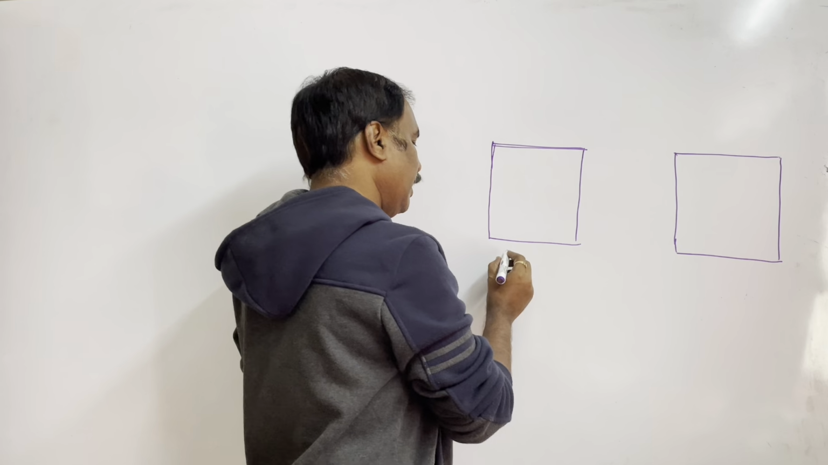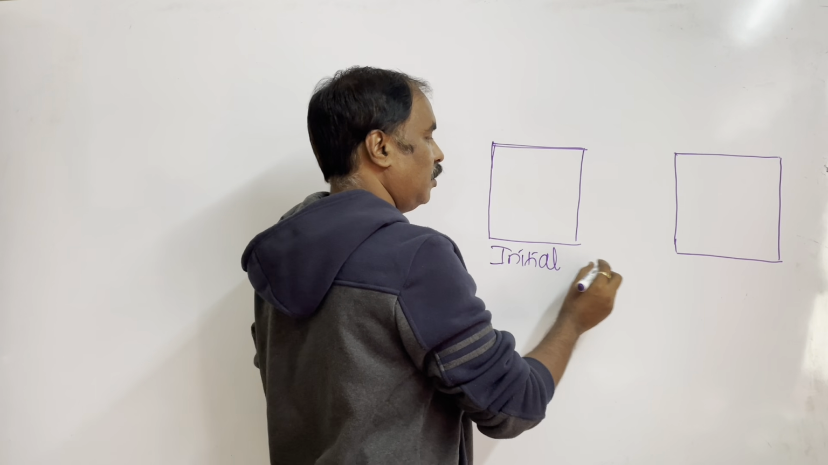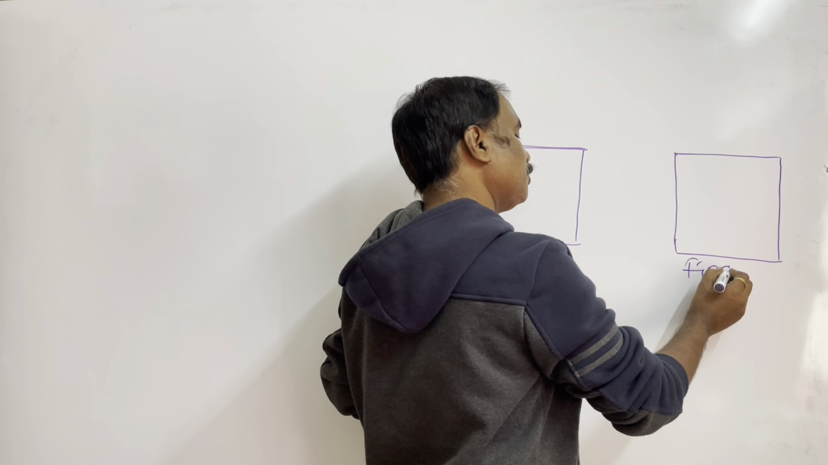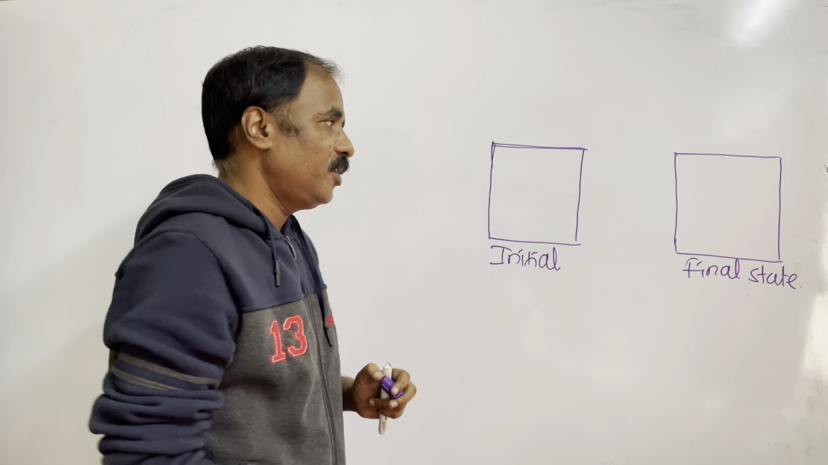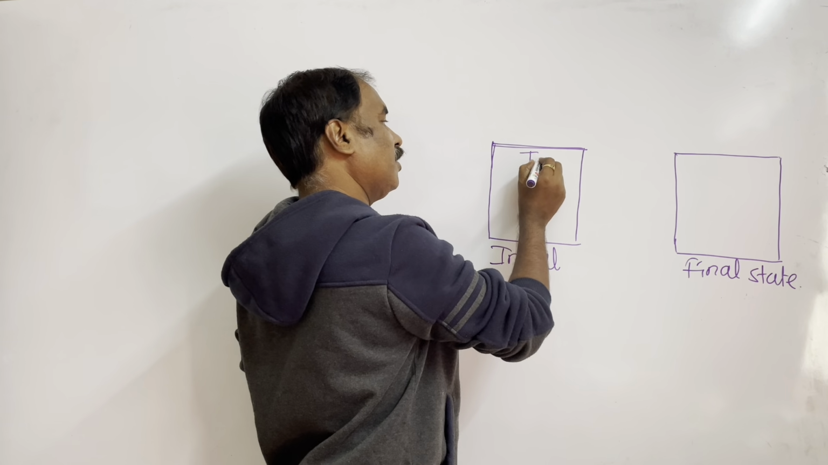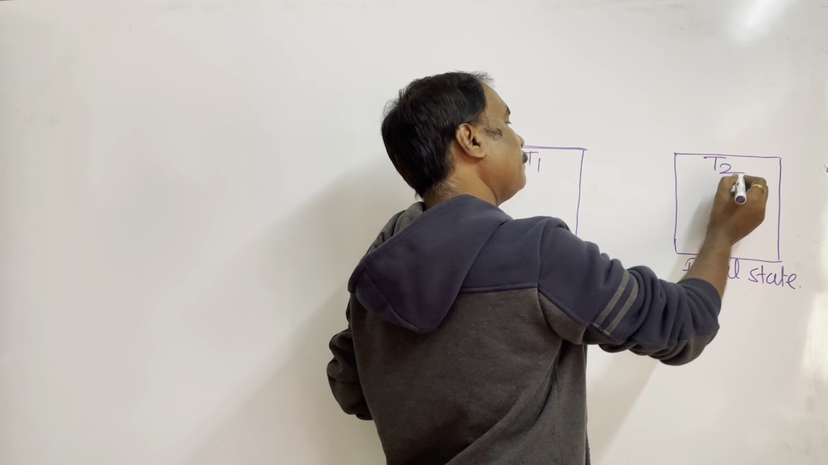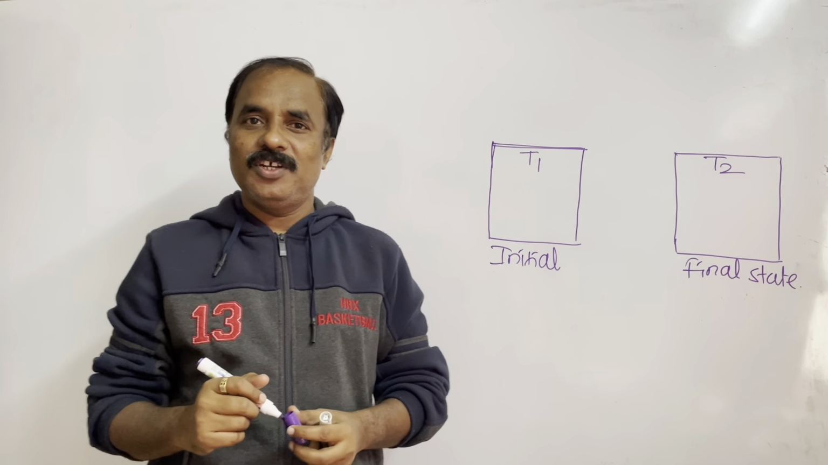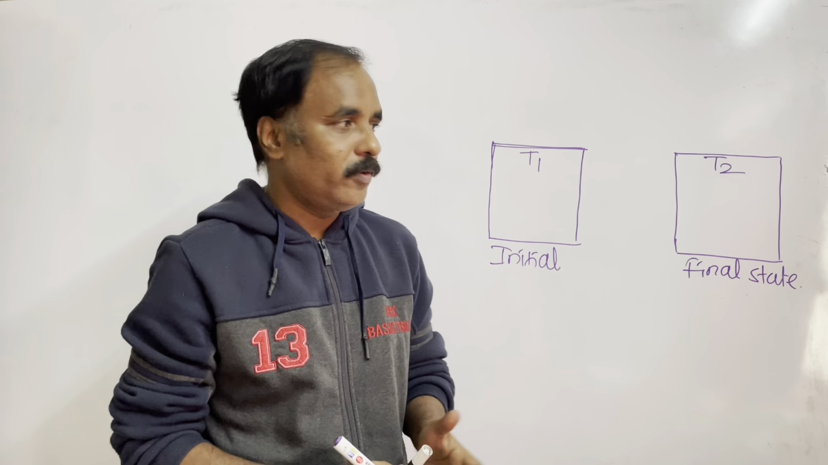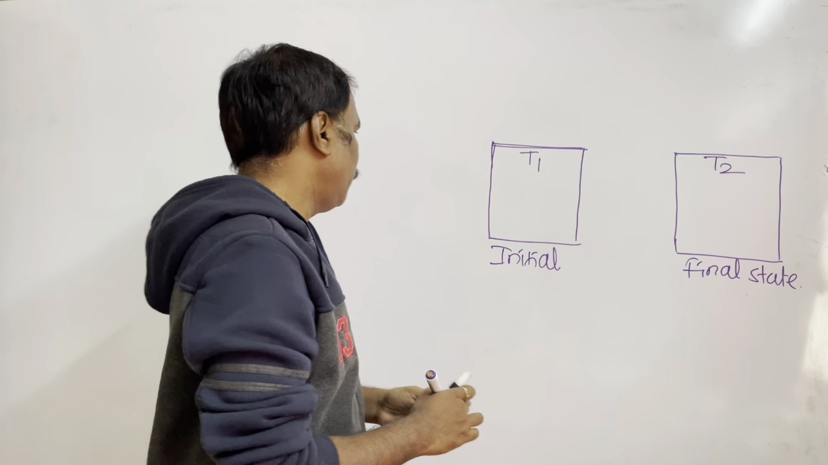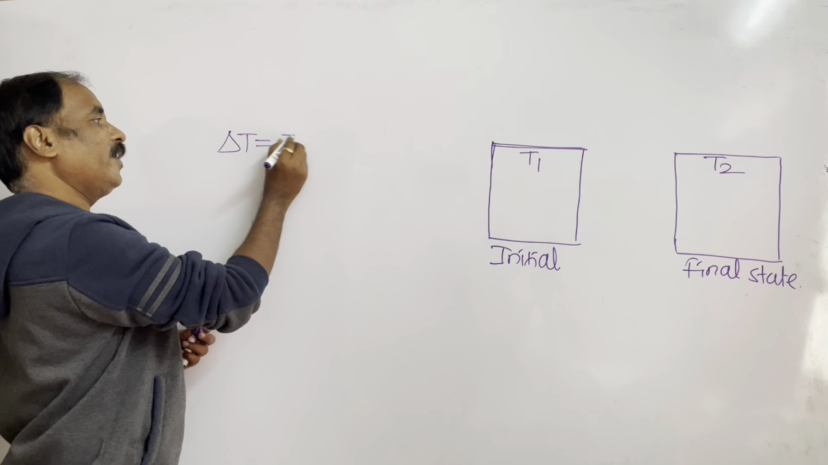See here, ये initial state है, and a final state of the system. Suppose यहां पर temperature है T1, और यहां पर temperature suppose it is T2. T1 यानी initial temperature, T2 यानी final temperature. So temperature, suppose we want to calculate difference in temperature, यानी what is this? Delta T is equal to T2 minus T1.